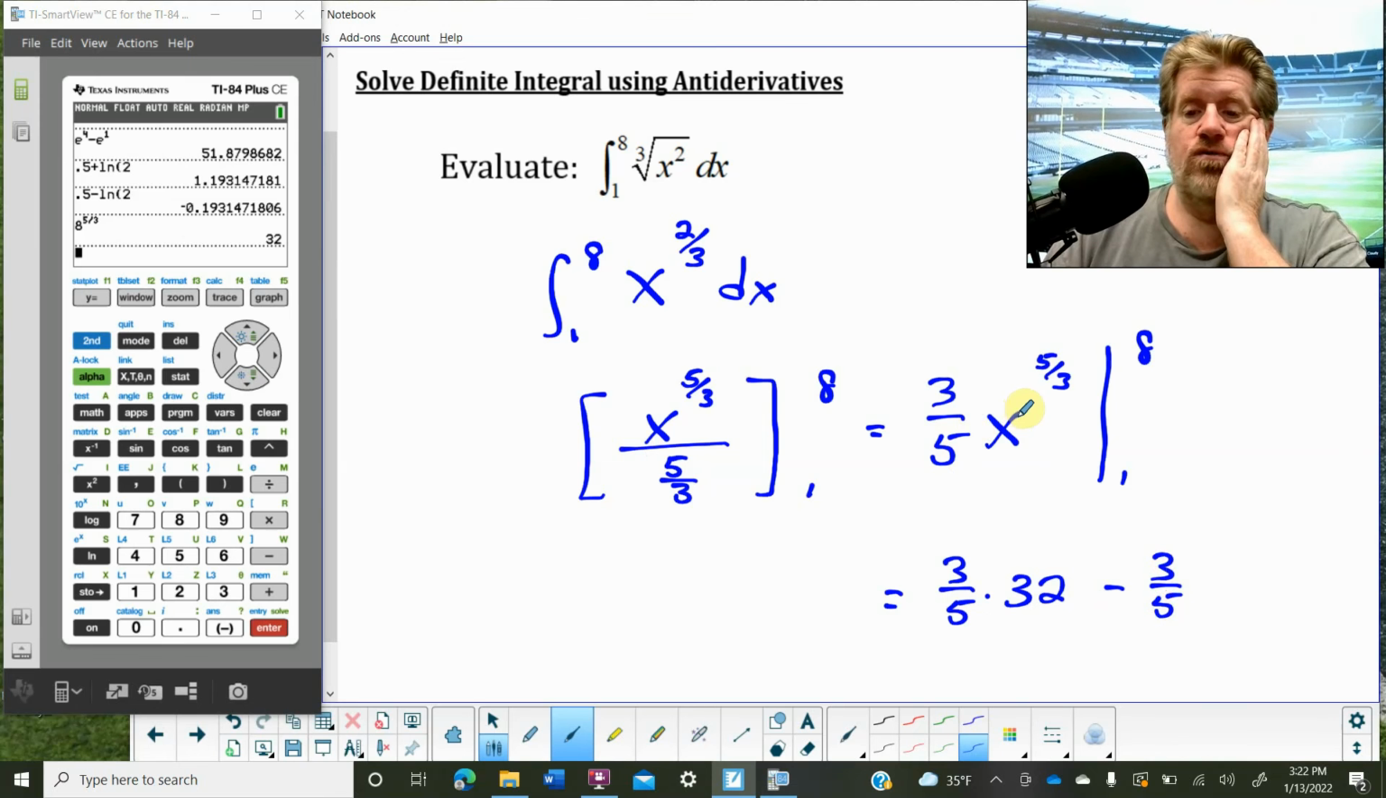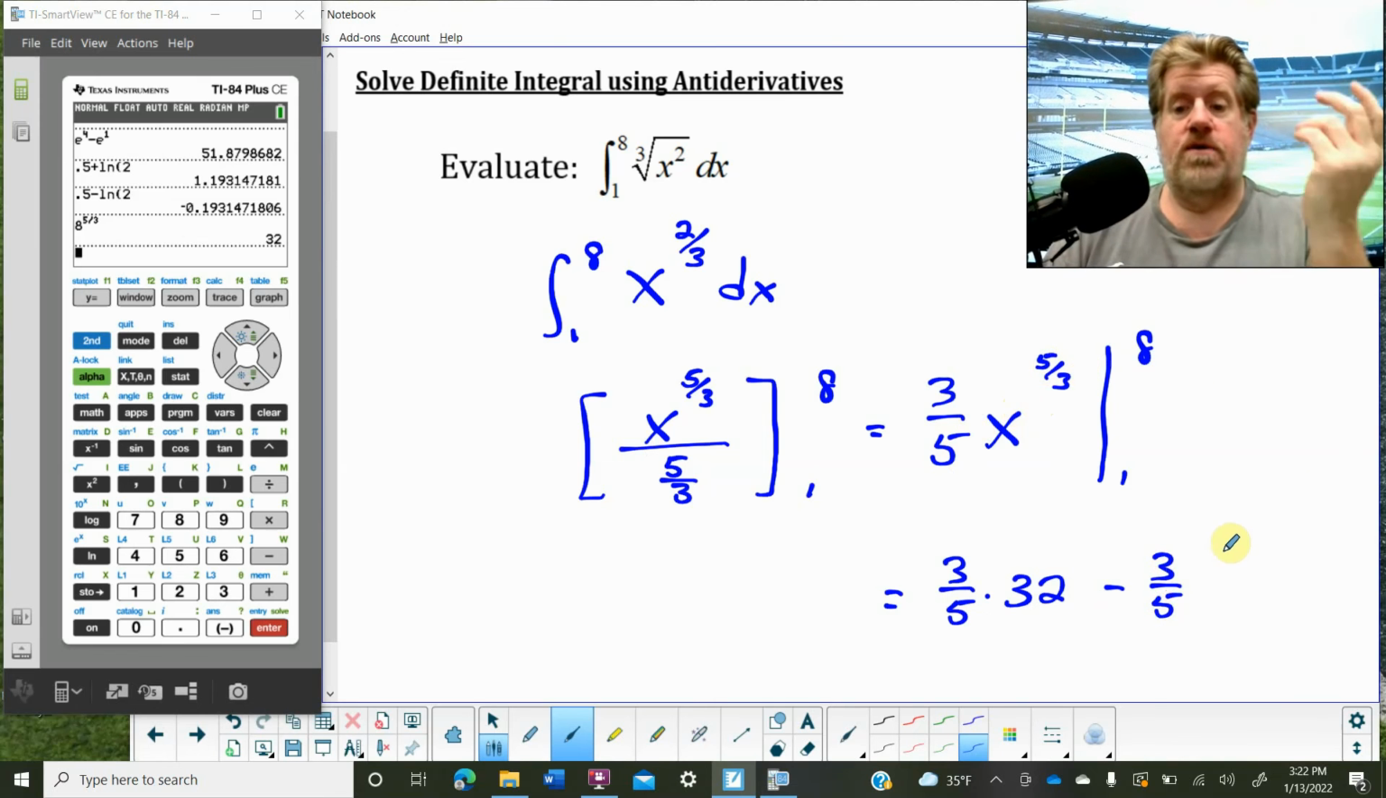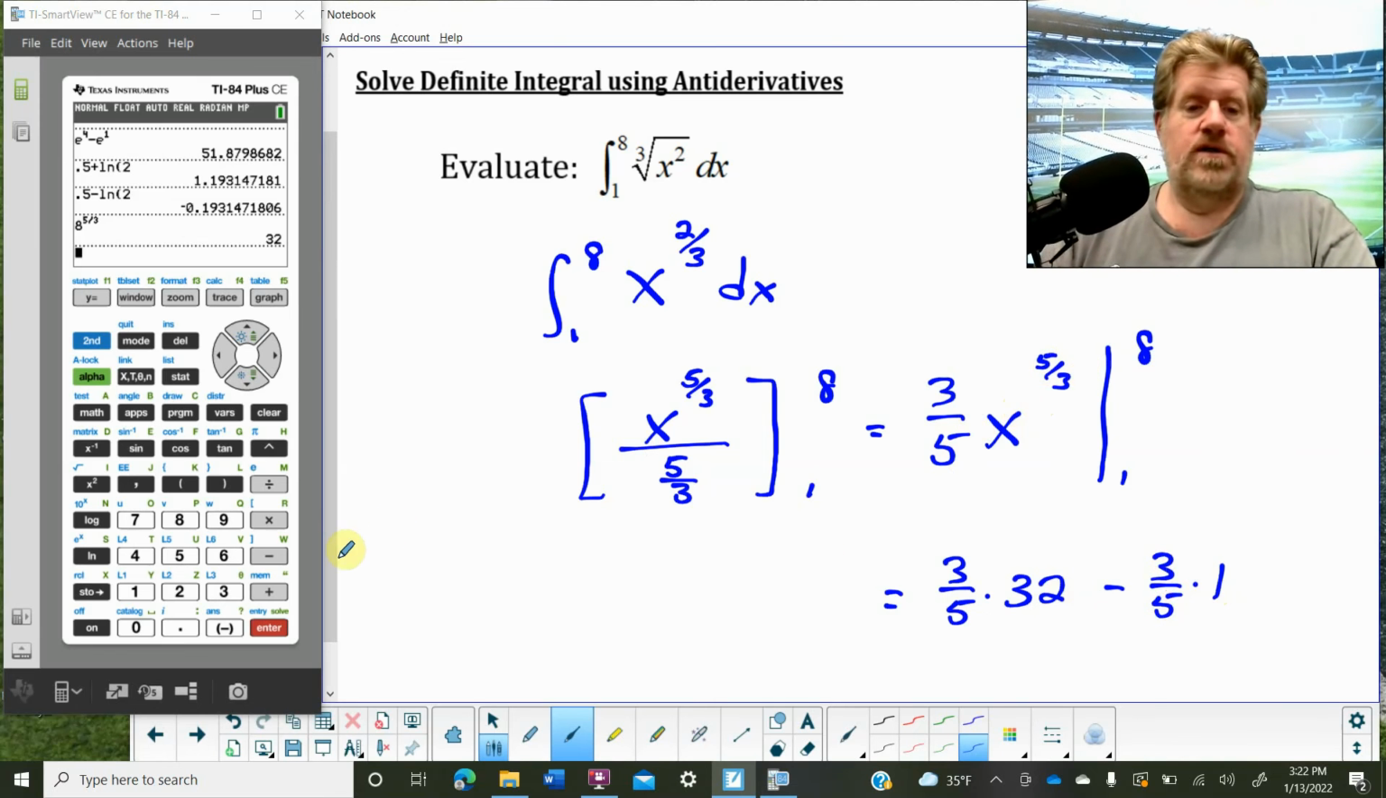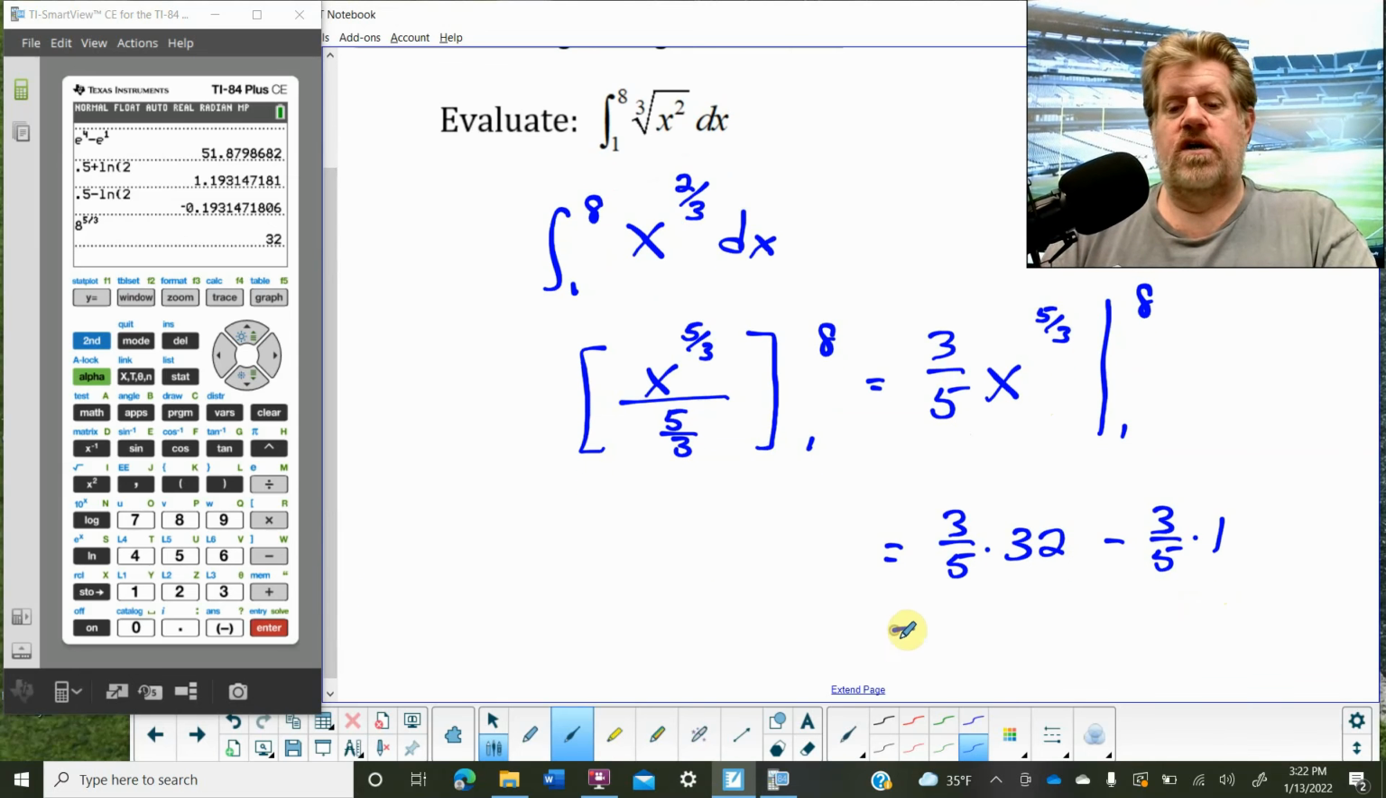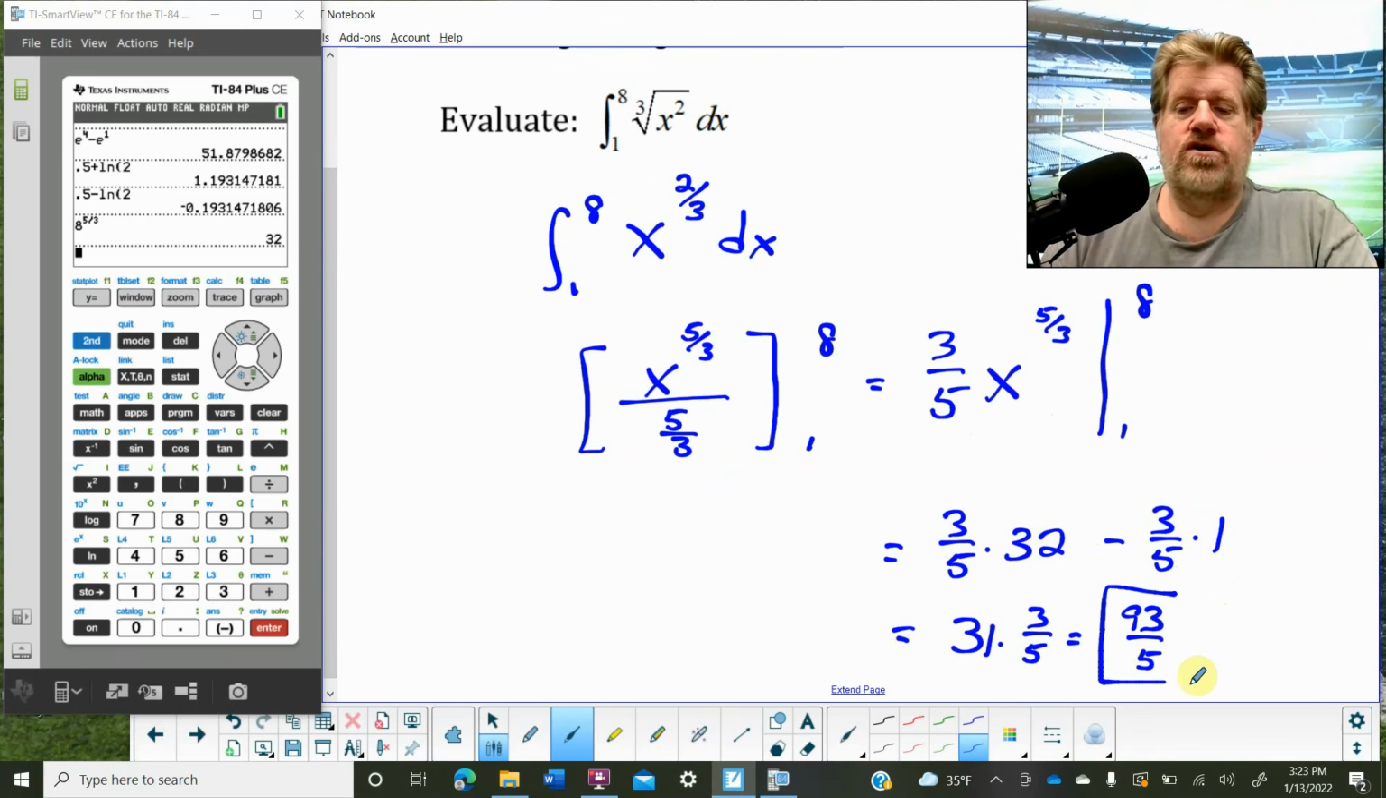Those 3/5 times 1 to the 5/3, and 1 to any power really is just 1. So this is kind of a little trick here. Think about it as like combining like terms. I have 32 3/5. I'm taking away 1 3/5. So I have 31 3/5. And 31 times 3 is 93/5, which would be just a fine answer.